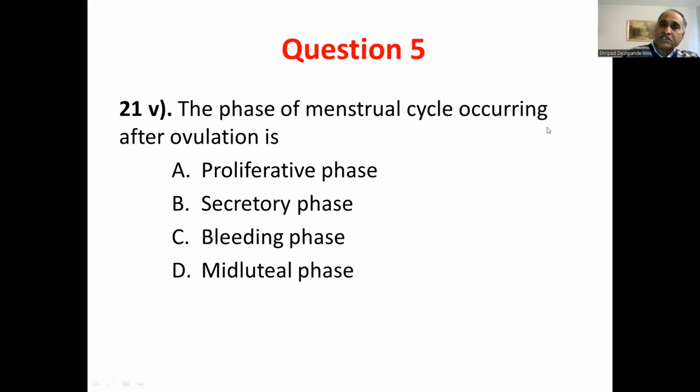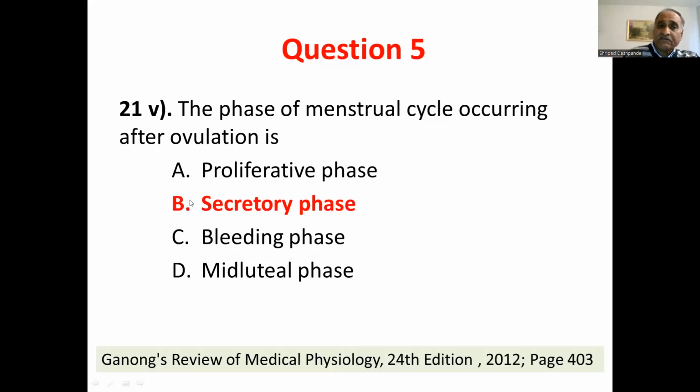Moving on to the next question, 21.5. The phase of menstrual cycle occurring after ovulation. Very easy question. A, proliferative phase, B, secretory phase, C, bleeding phase, D, mid-luteal phase. The phase of menstrual cycle occurring after ovulation: it's not mid-luteal. It is the secretory phase. So the answer is B, secretory phase. You can find this in Ganong's review, page 403.